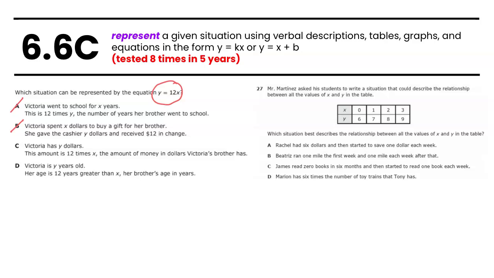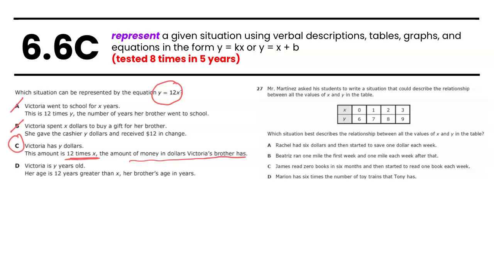Letter C is a little closer. It says that this amount is 12 times x, and so if we start reading this from the beginning, Victoria has y dollars. This amount is 12 times x, which is the amount of money in dollars that Victoria's brother has. That is a good verbal description for this equation, because in order to find the amount of money that Victoria has, we would take the amount of money that Victoria's brother has and multiply it by 12 in order to find the amount of money Victoria has. And so that is a perfect description for what this equation represents.